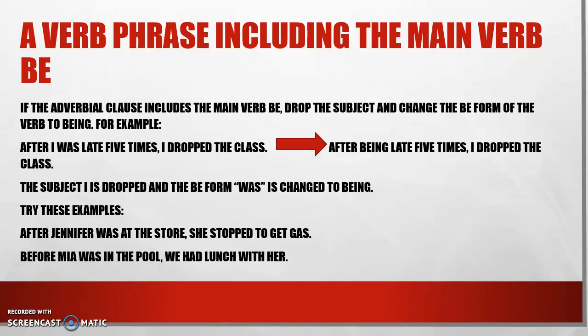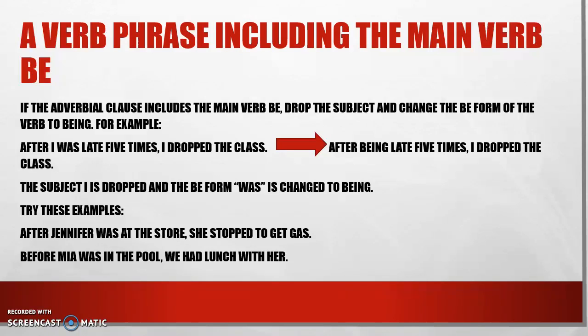Now we'll look at a verb phrase including the main verb be. If the adverbial clause includes the main verb be, drop the subject and change the be form of the verb to being. For example, after I was late 5 times, I dropped the class. The subject I is dropped, and the be form was is changed to being. The new sentence becomes, after being late 5 times, I dropped the class.